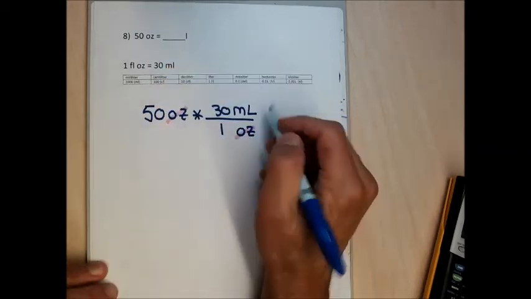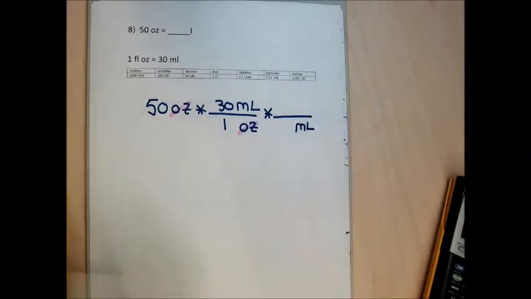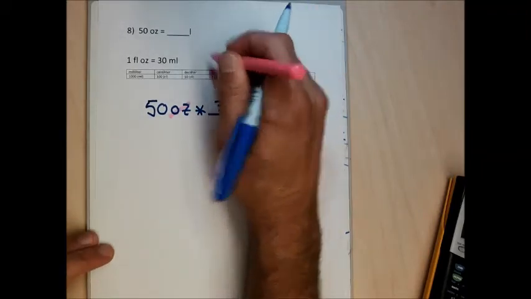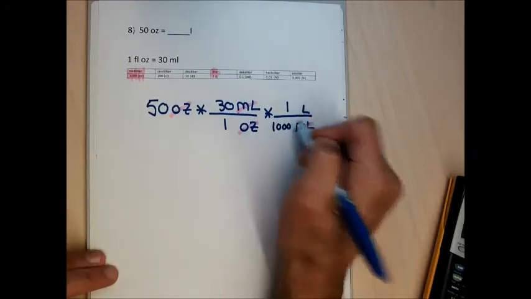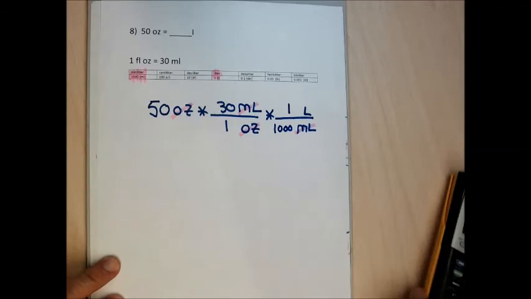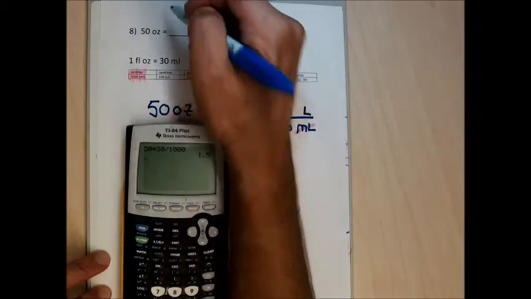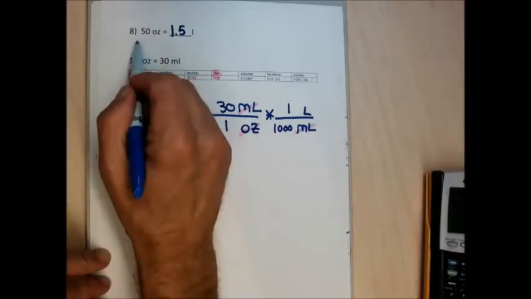I want to end up in liters, so I need to multiply by another fraction. And that next fraction is going to have milliliters in the denominator to get rid of the milliliters that I'm temporarily in, and liters in the numerator to get into the liters that I want to get into. And I'm going to use that same relation that 1 liter is 1,000 milliliters. So I'm going to put a 1 next to the liter and 1,000 next to the milliliter, and this is going to take me to my answer if I do the work right. I'm going to go 50 times 30 and then divide it by 1,000. So 50 times 30 divided by 1,000. The numerical part I get is 1.5. The units are liters. So my answer to number 8 should be 1.5 liters. And I can just write it right there and be done.